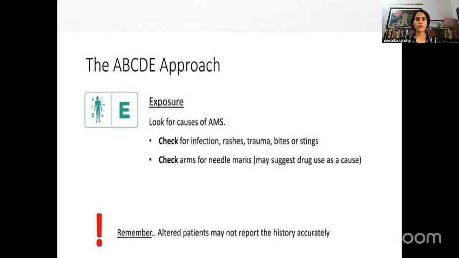E is for exposure. Look for causes of AMS, which include infection, any rashes, any trauma, any injury mark in terms of a bite or sting. Check the arms for needle marks. If the patient is a destitute, look for any IV drug abuse marks, the fibrous tissues. And always remember that an altered patient may not give you any history. So look for bystanders, attendants who are coming along, or family members to help you with the baseline status of the patient.